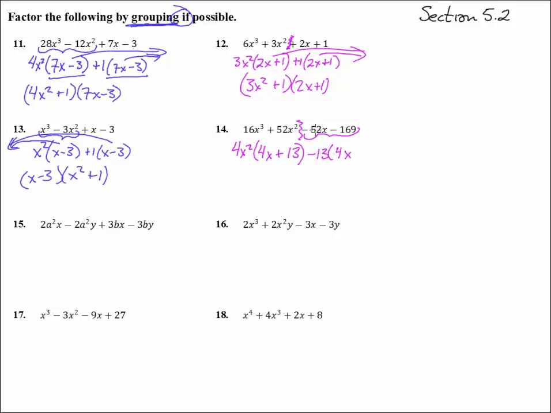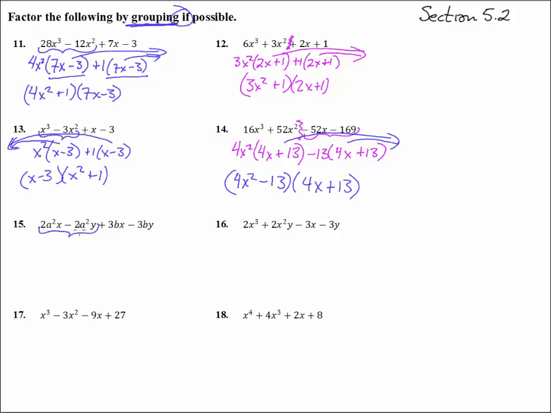Let's see if that works. Pull out a negative 13, we get a 4x. Pull a negative 13 out of a negative 169, and we get a plus 13. Woohoo! Hey, that worked. So if we pull it out this way, we now have 4x squared minus 13, and then that 4x plus 13 that was pulled out. Good. Number 15.